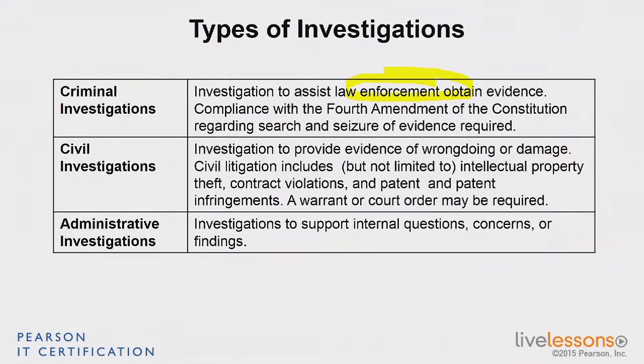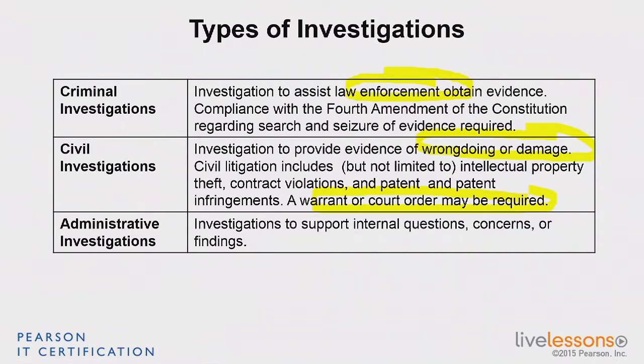In a civil investigation, the objective is to provide evidence of wrongdoing or damage. Civil litigation may include, but isn't limited to, intellectual property theft, contract violations, patent violations, patent infringements. And so a warrant or a court order may be required to be able to obtain evidence. So here we're going to do a warrant or a court order.